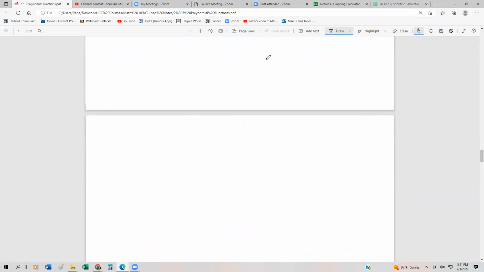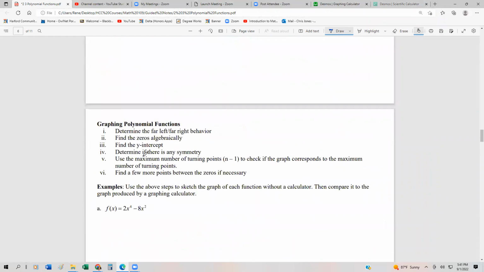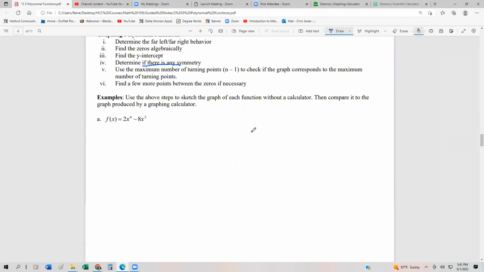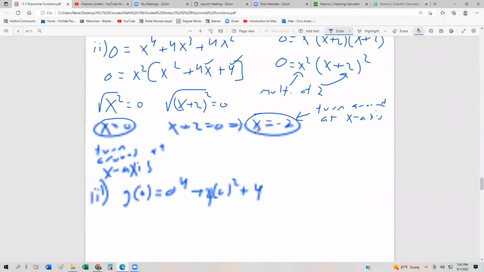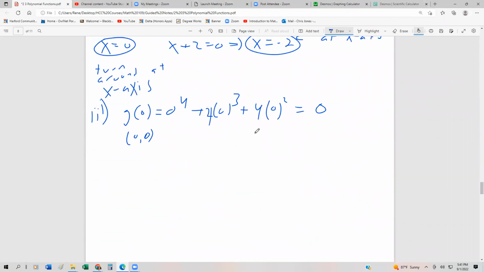Next part that we have to do is determine if there's any symmetry of this function. Now, this function is not going to be symmetric, and let me illustrate why. If we find g at negative x, that's going to be negative x to the fourth plus 4 times negative x cubed plus 4 times negative x squared.